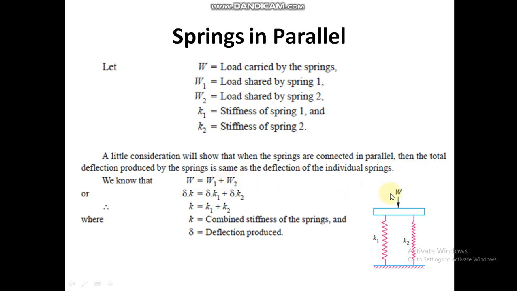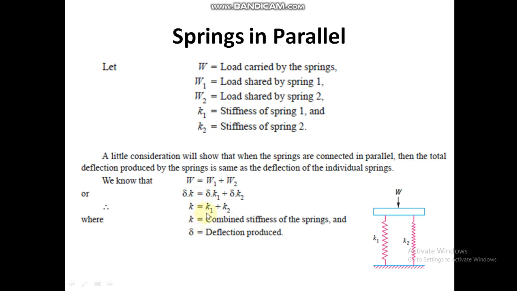So this W is divided into W1 and W2, and you know that load is equal to deflection into stiffness. So let's say deflection is delta and equivalent stiffness is K. So W equals deflection into stiffness 1 plus deflection into stiffness 2. Since deflection is the same for both the springs, therefore deflection will be written as delta. So deflection will be cancelled out and we are left with K is equal to K1 plus K2.